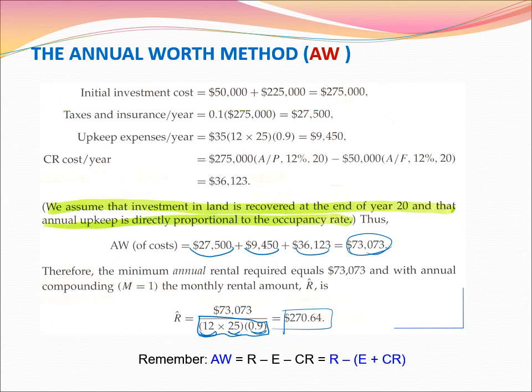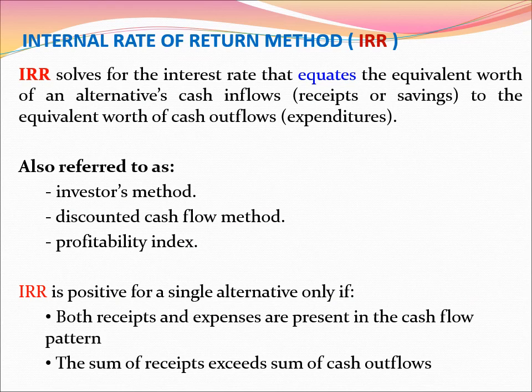Okay, so if your rent amount is at least this much, you earn 12% from this investment. Annual rate of return earning will be 12%. If your rent amount is larger than this one, then you will earn even more. If your rent is less than this much, then you will earn less. You will not be able to earn 12%. Okay, so this was the example for the annual worth method and how we can use it.